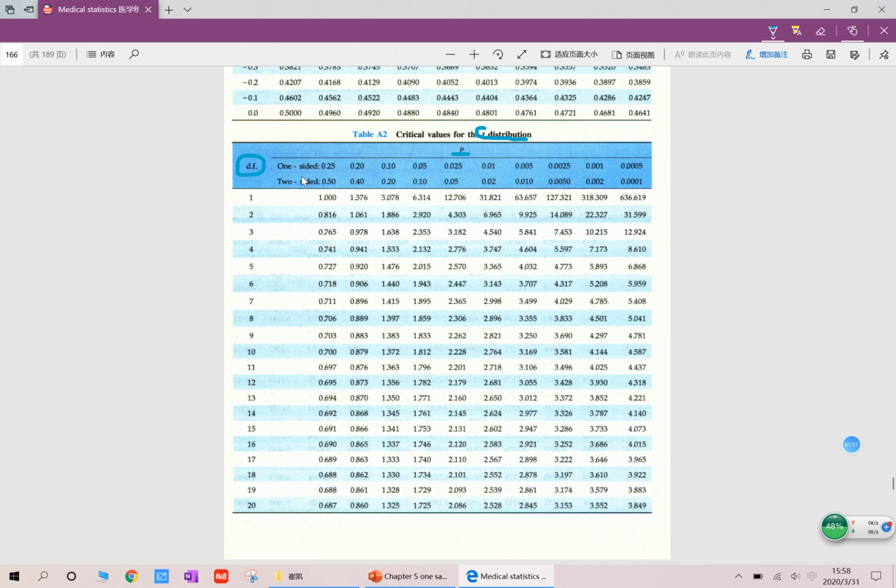And we know that left and the right, they are the same. So actually, two-sided equals one-sided times 2. So we find that when the number of one-sided is 0.25, its corresponding number of two-sided is 0.5. That is the number of one side multiplied by 2, right?